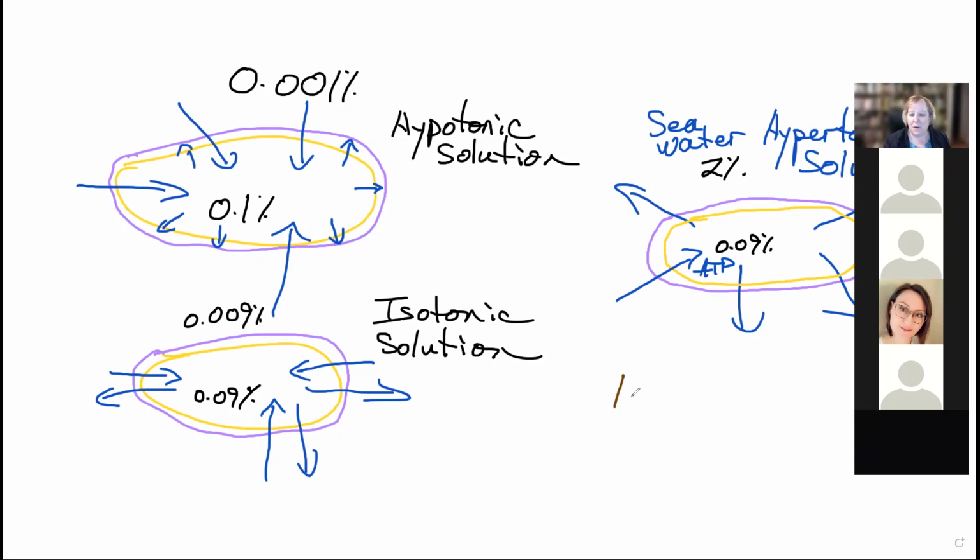So microbes that survive in high salt conditions, and they have to have high salt, are obligate halophiles.